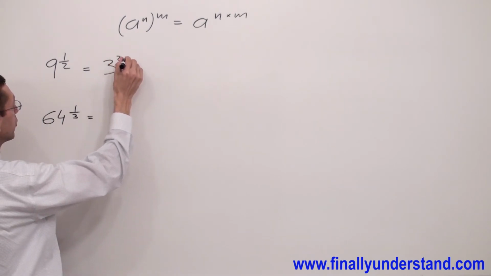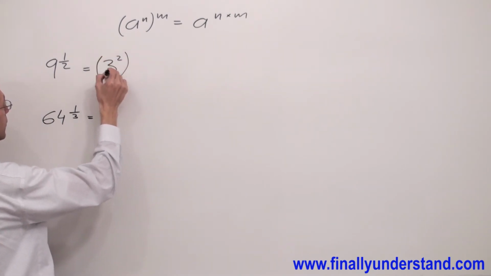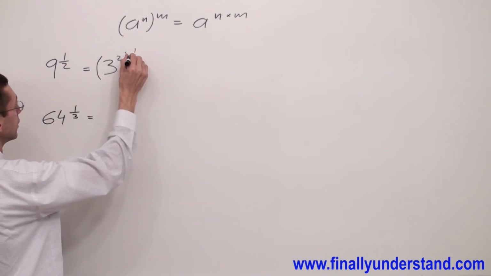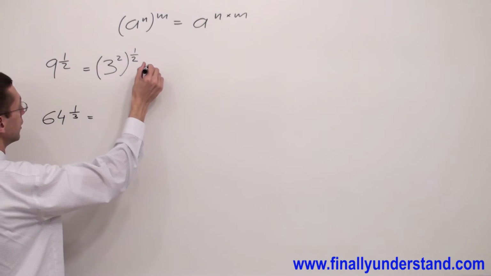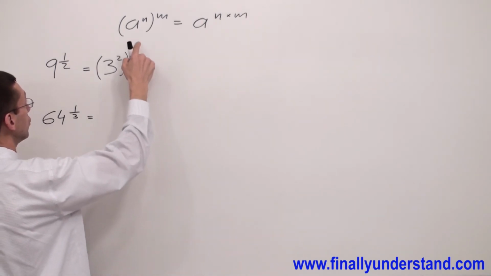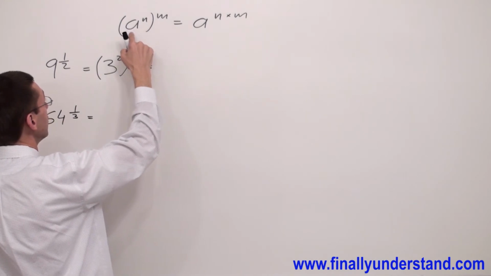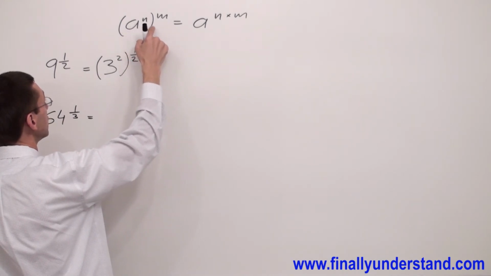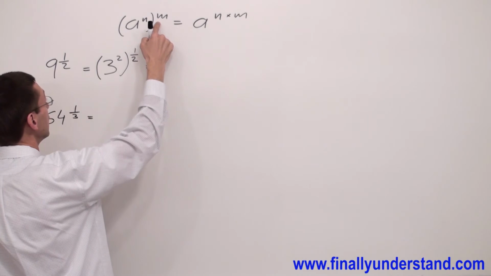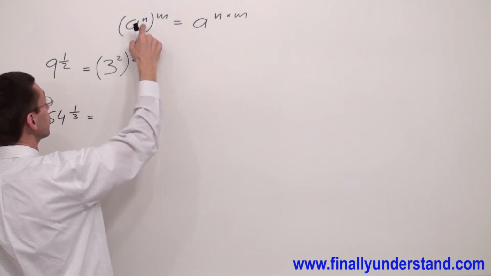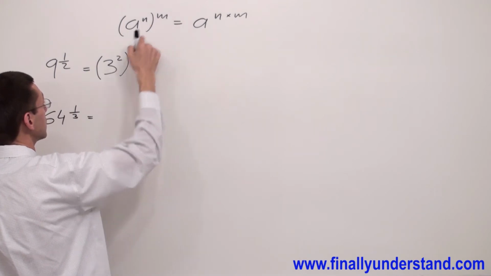3 raised to the second power is going to give me 9. And I'm going to keep my exponent 1/2. Next, you have to use the property of exponents, which says anytime I have a number raised to an exponent and everything is raised again to an exponent, we have to multiply the exponents together. In other words, the internal exponent has to be multiplied by the external one.